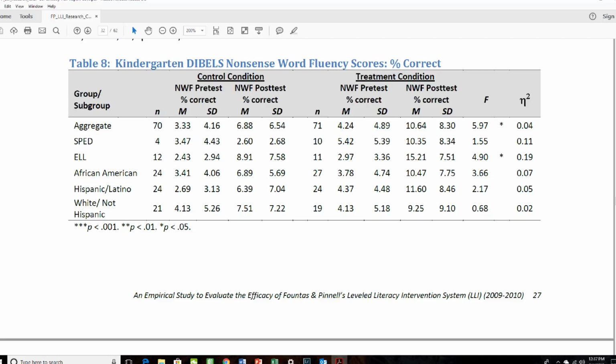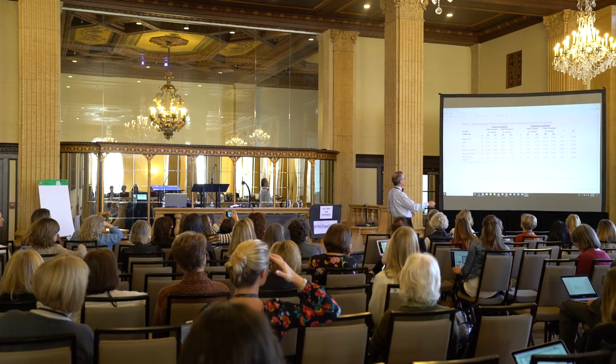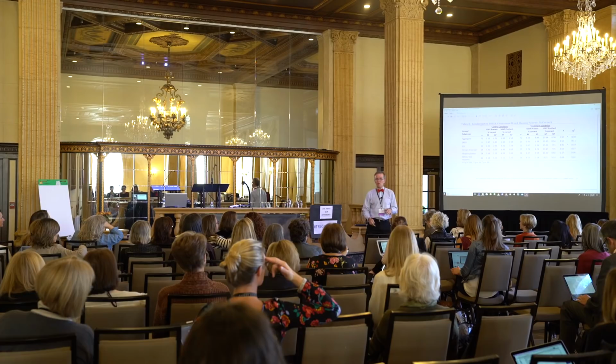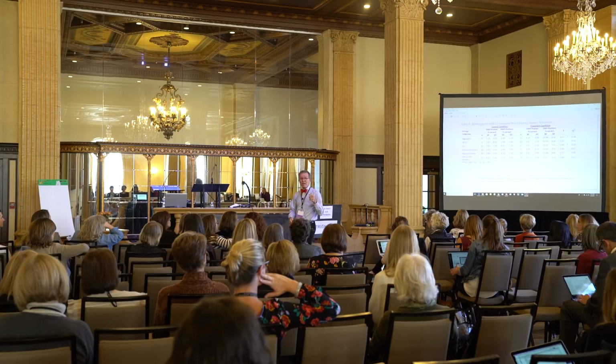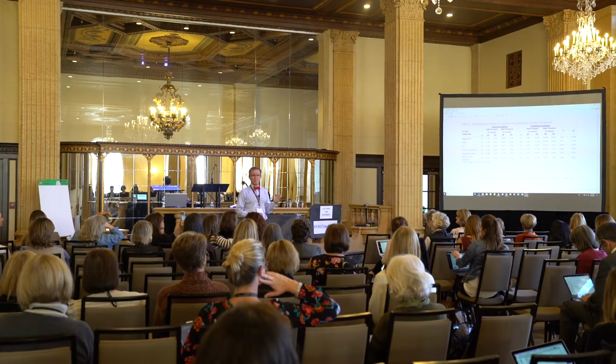We only see two asterisks. And when you realize that the top one is the aggregate and included these kids, so these ELL kids were the only subgroup that showed any benefit on a DIBELS nonsense word fluency. They're the only ones. Nobody else had a statistically significant benefit. They're included in this group up here. If you take them out and you just aggregate everybody else, there was no significant benefit to LLI. And their prediction was that LLI would benefit everybody, except it didn't benefit everybody.